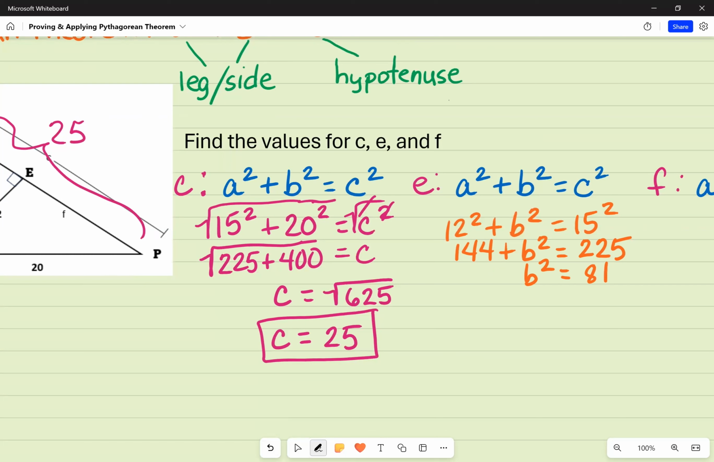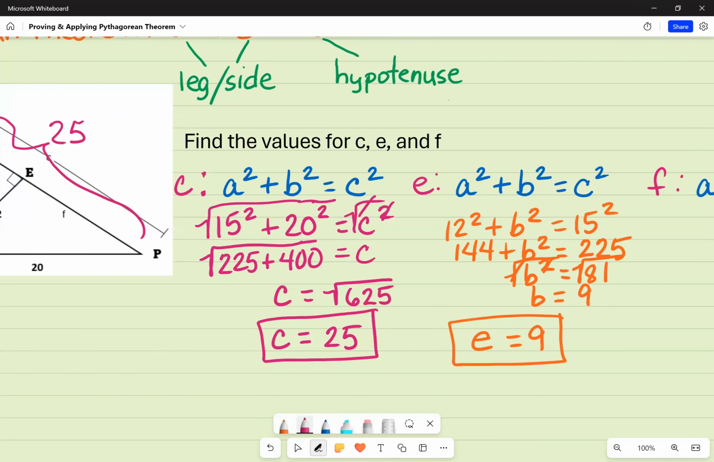And then I'm going to do the same thing to get rid of the square. I have to take the square root, and the square root of 81 is plus or minus 9. However, you can't have a negative length, so we're simply going to say B is 9. Well, B was really representing E. So E is equal to 9.